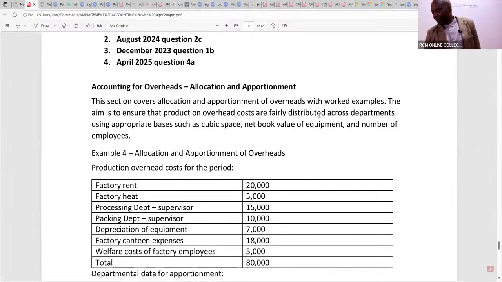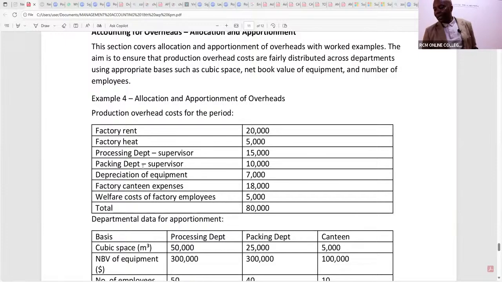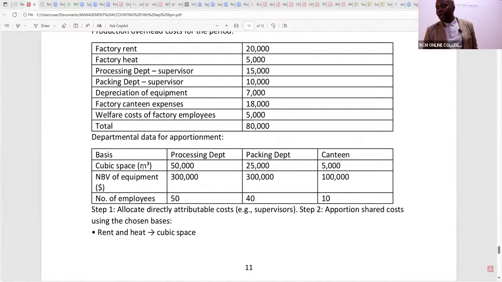worked examples. The aim is to ensure that the production overhead costs are fairly distributed across departments using appropriate bases, such as cubic space, net book value of equipment, and the number of employees. So we have a very good example that I would want us to use. You can see this is factory rent, factory heat. We have processing department, packaging, etc. And then they have given us departmental data for apportionment.